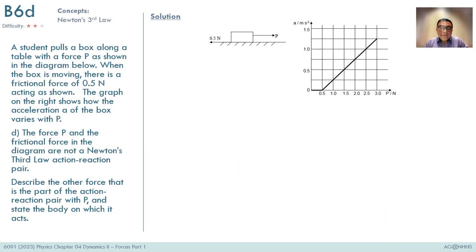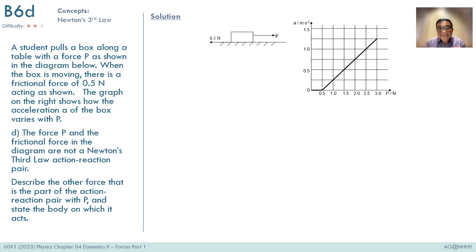In part D, we need to apply Newton's third law, and there is a very common mistake and misconception that all of us would have made at one point or another in our learning. So the question actually tells you this mistake. We look at the forward pulling force P, we look at the frictional force 0.5 Newton, we see that these two forces can be equal and they are definitely opposite.